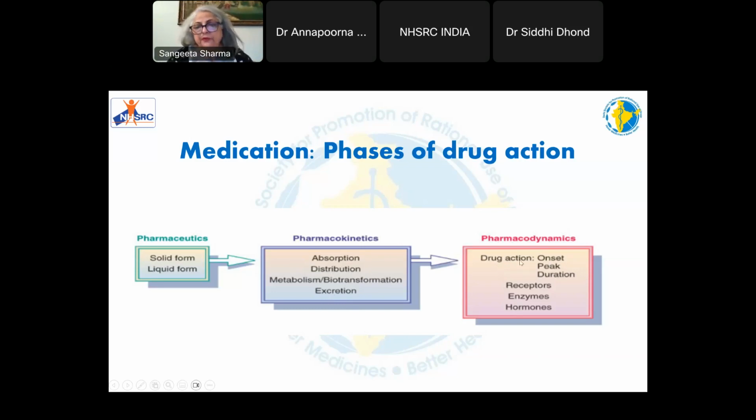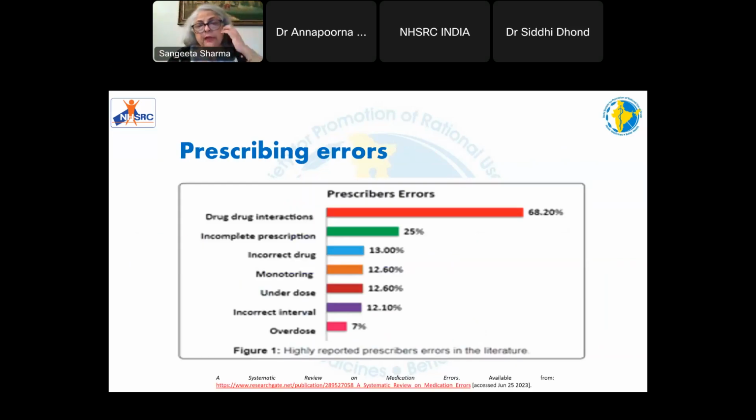This will decide the onset of action, when the peak action will be obtained, and the duration of response to a drug, and the actions take place at the level of receptors, enzymes, and hormones. If you look at prescribing errors, drug-drug interaction has been labeled as the topmost reason for them. In one systematic review done on medication errors, about 68% of the errors were reported to be due to drug-drug interaction.